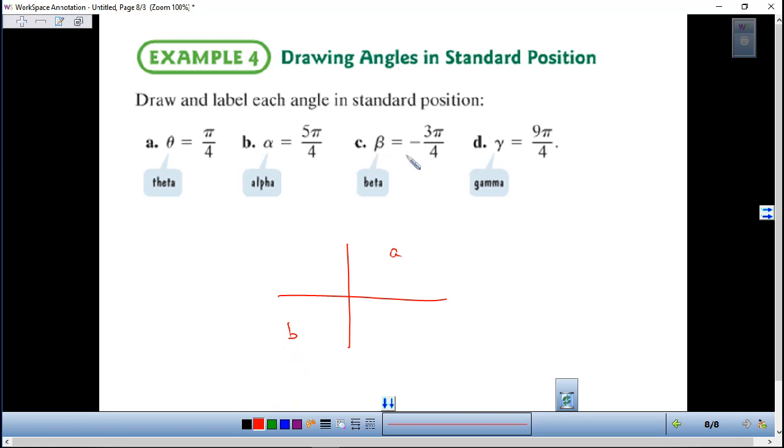All right, beta here, negative 3 pi over 4. Well, the negative means we're going to go clockwise from our initial position. So our initial ray is here, and we're going to go back this way. So we go from 0 to 1/2, 1/2 to 1, 1 to 1 1/2, and 1 1/2 to 2. So where in there would it fall? Well, negative 3/4 is going to fall between negative 1/2 and negative 1. So we know that we're also going to have this one in quadrant 3. Not only that, but they are going to have the exact same terminal side.